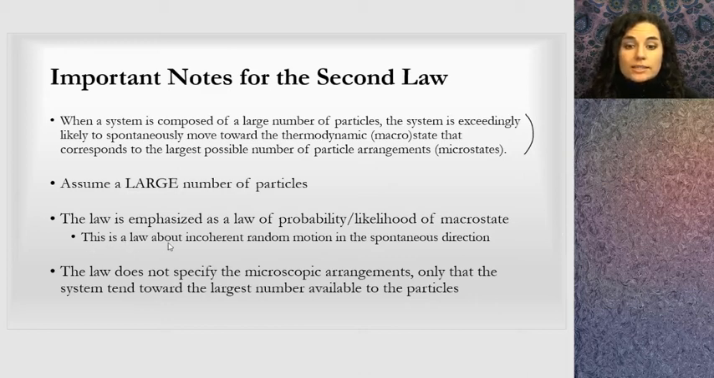So, this law is about incoherent random motion in the spontaneous direction. Again, note that it's incoherent, it's random, and there are spontaneous things going on, things that we can't control that just happen naturally without our interference. Because there is this level of probability, this law does not specify the microscopic arrangements, only that the system tends toward the largest number available to the particles. It will always tend in that direction.